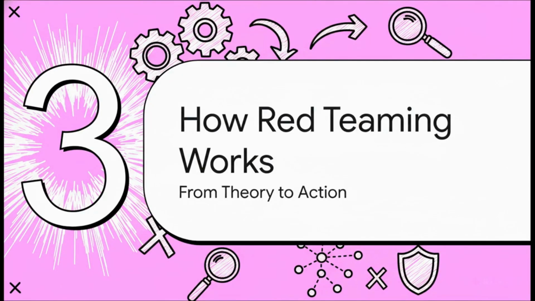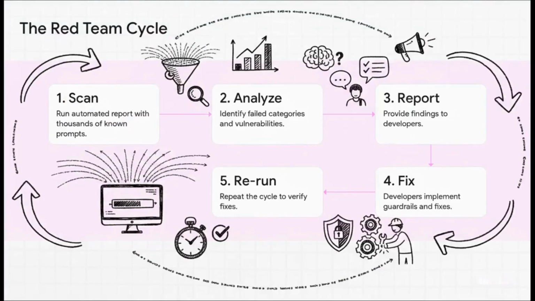Let's get into Section 3, how red teaming works. We're taking this from theory and putting it into action. Now, red teaming isn't a one-time thing. It's a cycle. You start with an automated scan using thousands of those known prompts. Then you analyze the results to see where things went wrong. You package that up into a report for the developers, and they go in and implement fixes, sometimes called guardrails.